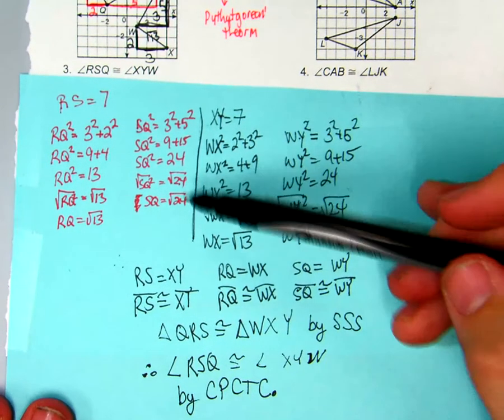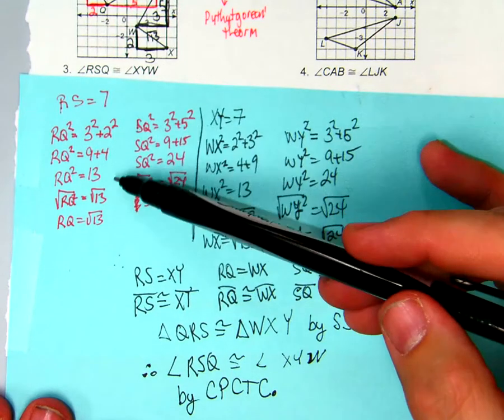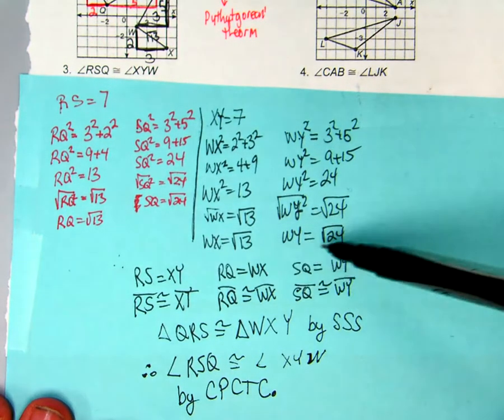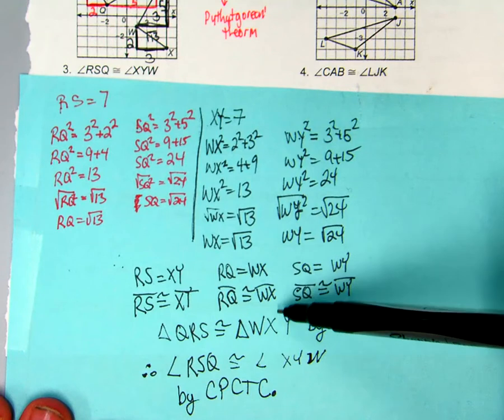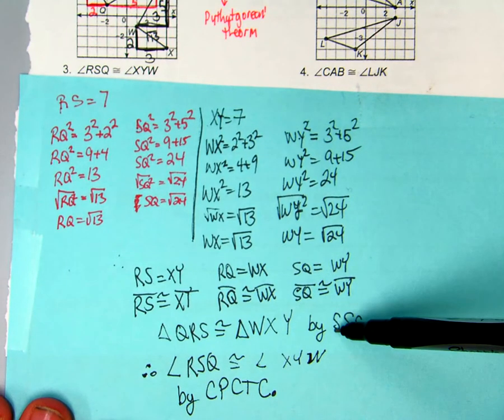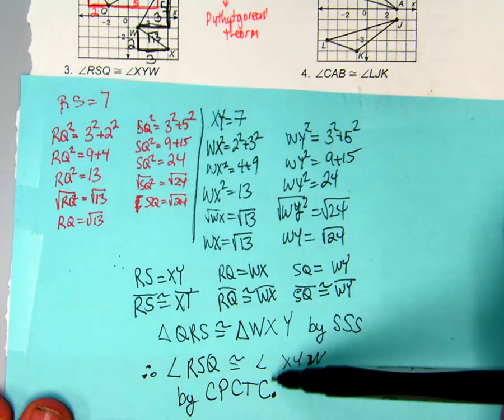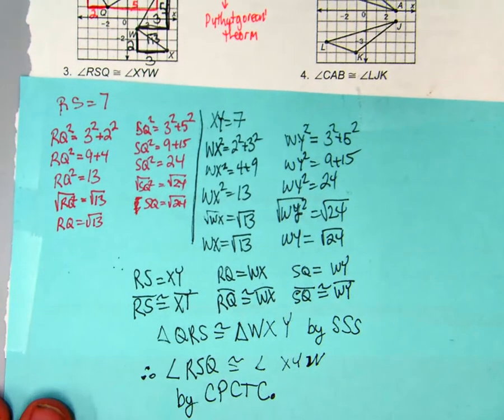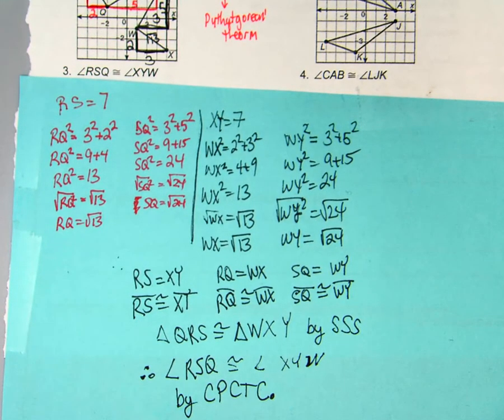So an algebraic proof just means that we have to prove that the side lengths are equal to each other. And once they're equal, they're congruent. Once they're congruent, the triangles are congruent by side, side, side. And once the triangles are congruent, corresponding parts of congruent triangles come into play, and we can make the conclusion that angle RSQ is congruent to angle XYW.